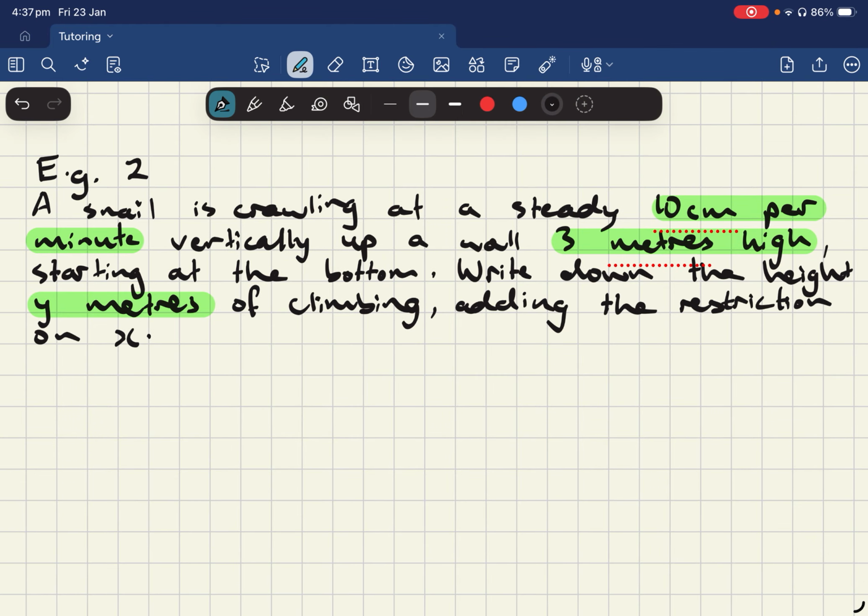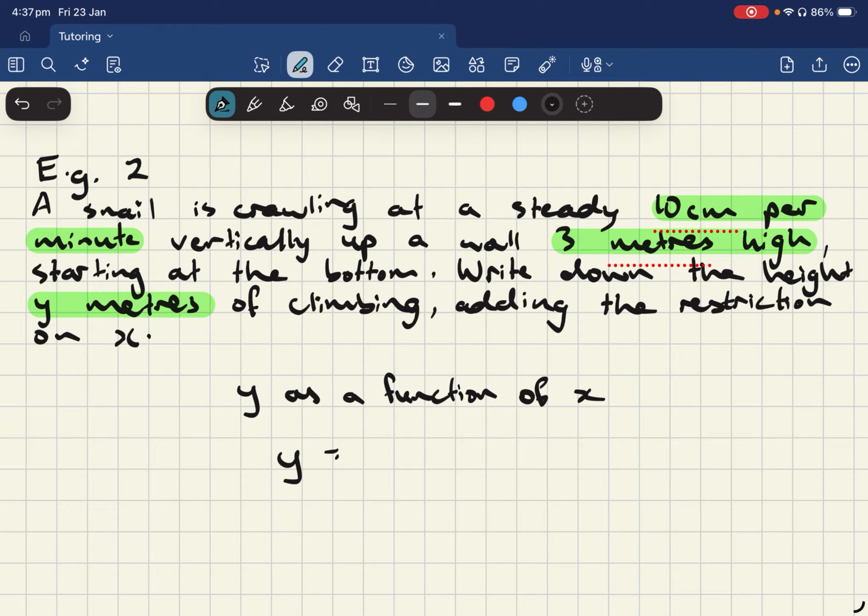We want to write y as a function of x. That means x is our input, and we get something out in y. This is going to be linear because it's going up at a steady 10 centimeters per minute. So its height is a function of the time that's passed.